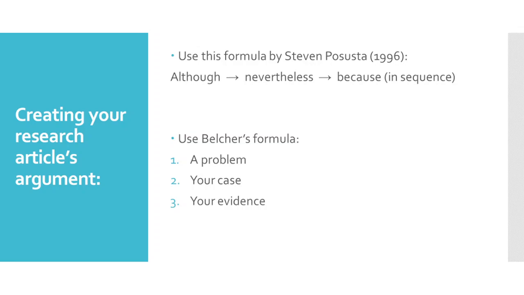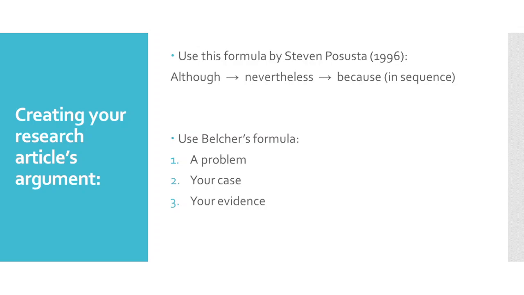So now that I went through some of the tests to see whether you have an argument, how do you go about creating an argument in the first place if you get stuck on your research article? There are two formulas that Wendy Belcher suggested in her book, one by someone called Stephen Posesta, and one by her. Stephen's formula is simple. It uses although, nevertheless, and because. It uses these words that I've listed on the slide in sequence to help you create your argument.